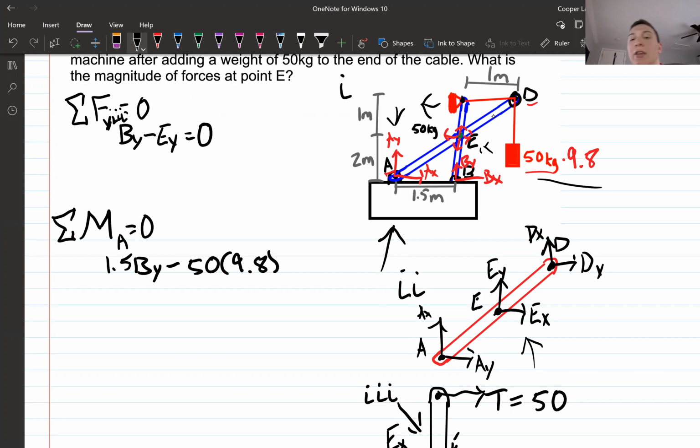I'm now going to look here, and if I notice, I have that the force of the cable is coming down from point D. If I look at point D, it's at 1.5 plus 1. So 1.5 plus 1 equals 2.5. So that tells me that I then multiply this by 2.5. And this all equals 0.